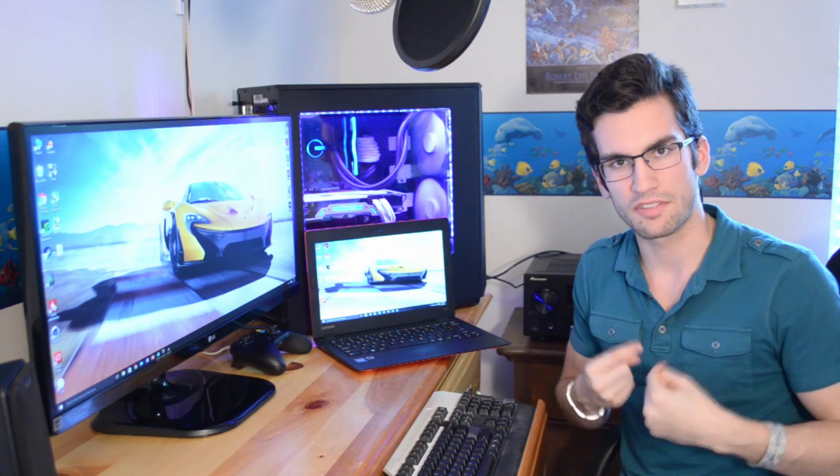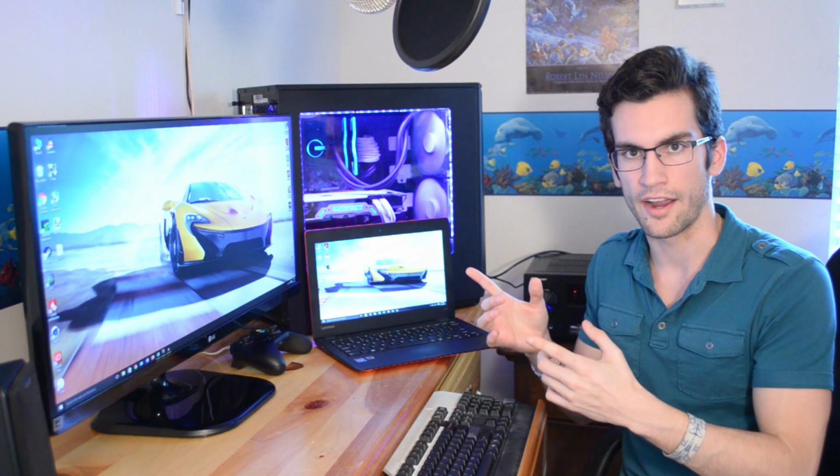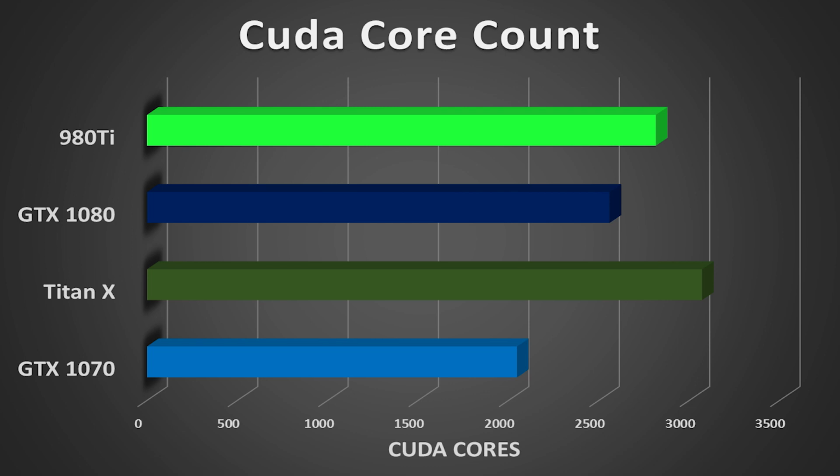But I have my personal doubts about this claim, and here's why. Now, disclaimer up front, the 1070's CUDA core count is not released yet, but going off of what I've seen as the trend over the past 5 or 6 years, it seems like the 1070 should expect somewhere around 2,000 CUDA cores when you take into consideration the fact that the 1080 has 2560.